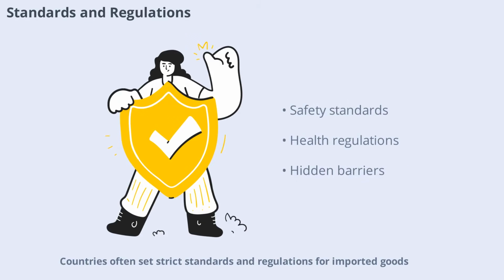Countries often set strict standards and regulations for imported goods. These can include safety, health, or environmental requirements that foreign products must meet before they can be sold. While these rules are often justified as protecting consumers, they can also act as hidden trade barriers, making it difficult or costly for foreign companies to enter the market.